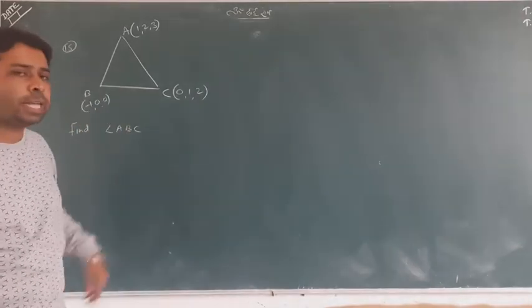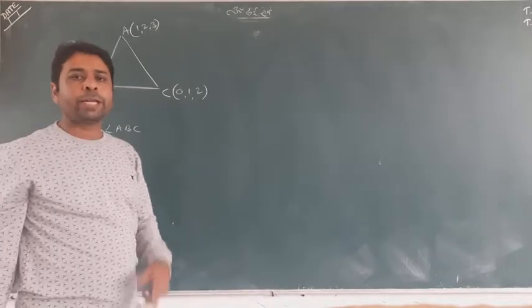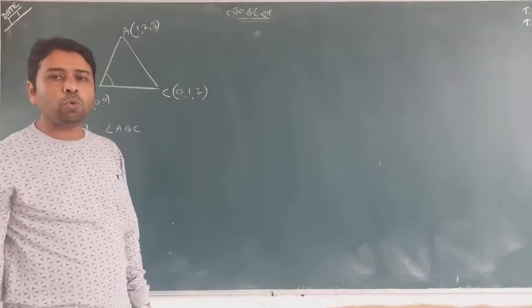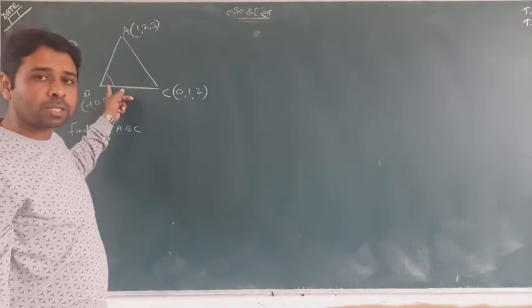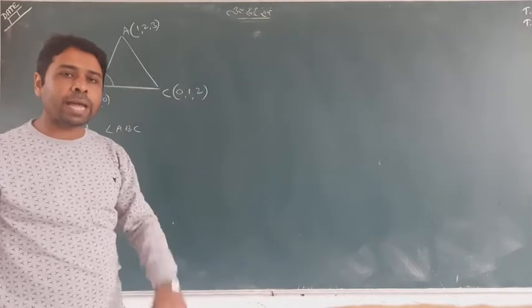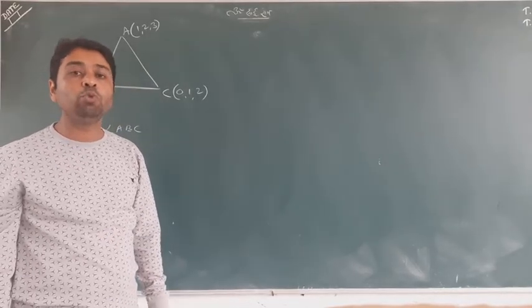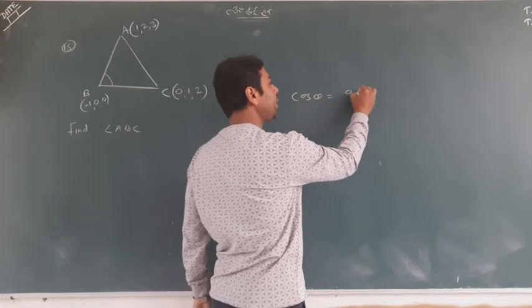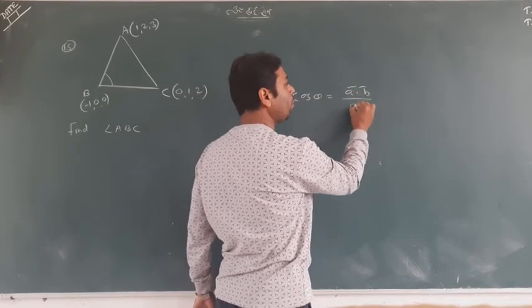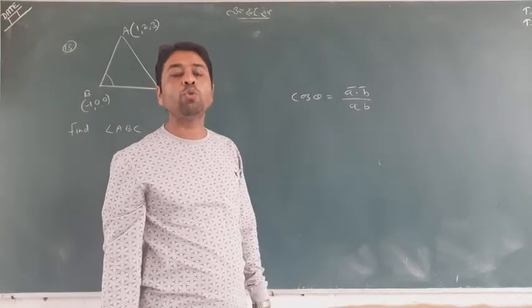We want to find the angle ABC. ABC meaning I want to find this angle. Similarly, you could ask here angle C or angle A. This time it is asked angle B. How can we find angle B? You know the formula of angle between two vectors. You remember it: cos theta equals A dot B upon mod A mod B. This is the formula for finding the angle between two vectors.